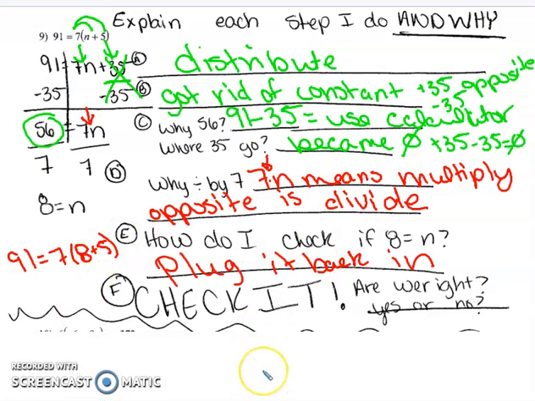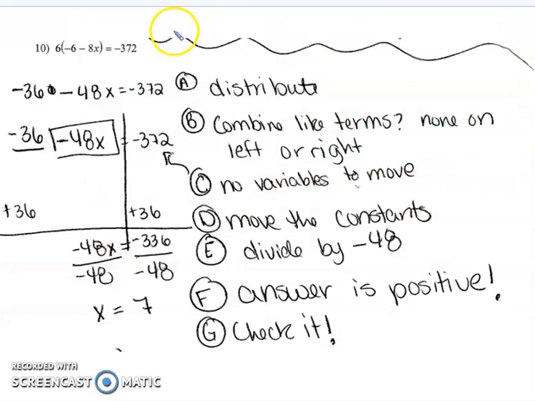All right, so when you checked it, we're right. You should have got 91 equals 91. That's true. We're good. All right, next one. Number 10. On this one, I wrote every single step, so you have an example for your homework, okay?